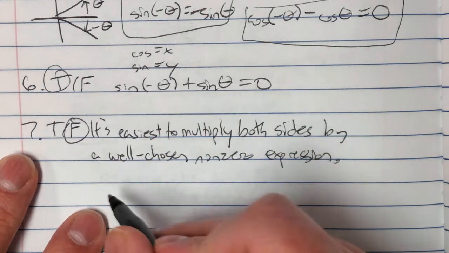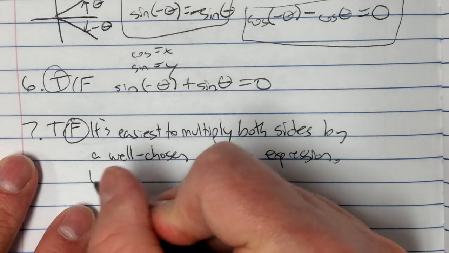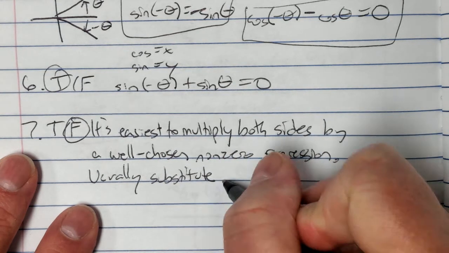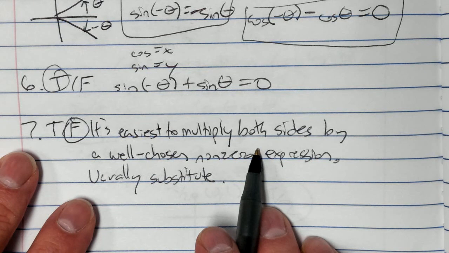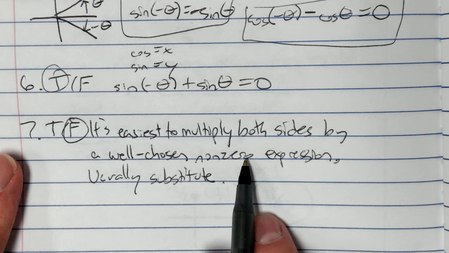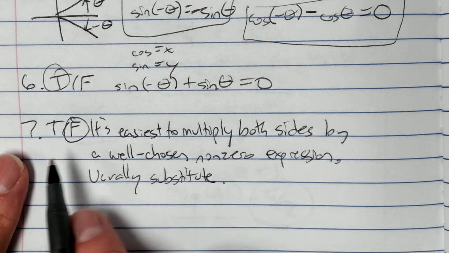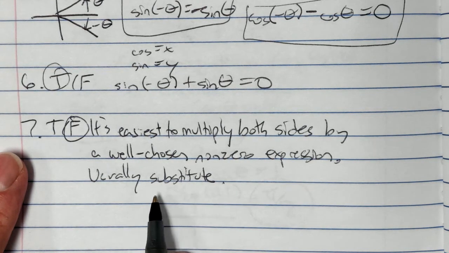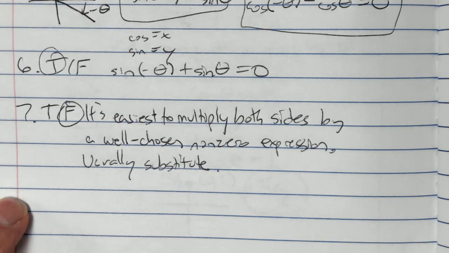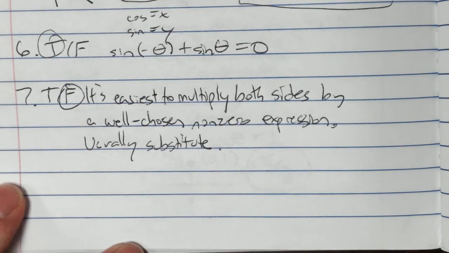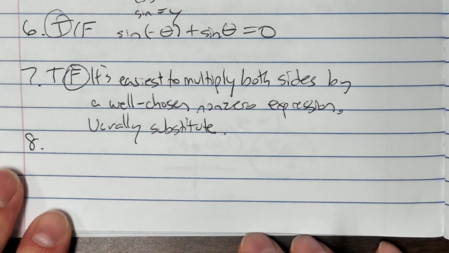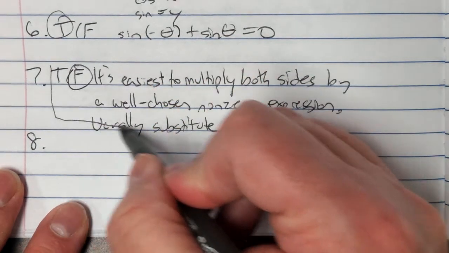So it's false. The reason is because you're usually going to substitute. So even though it seemed like that'd be the right answer, multiplying by a well-chosen non-zero expression sounds very fancy, sounds mathematically correct, it's false. Because usually you want to substitute. Okay? Any questions about that? Okay.